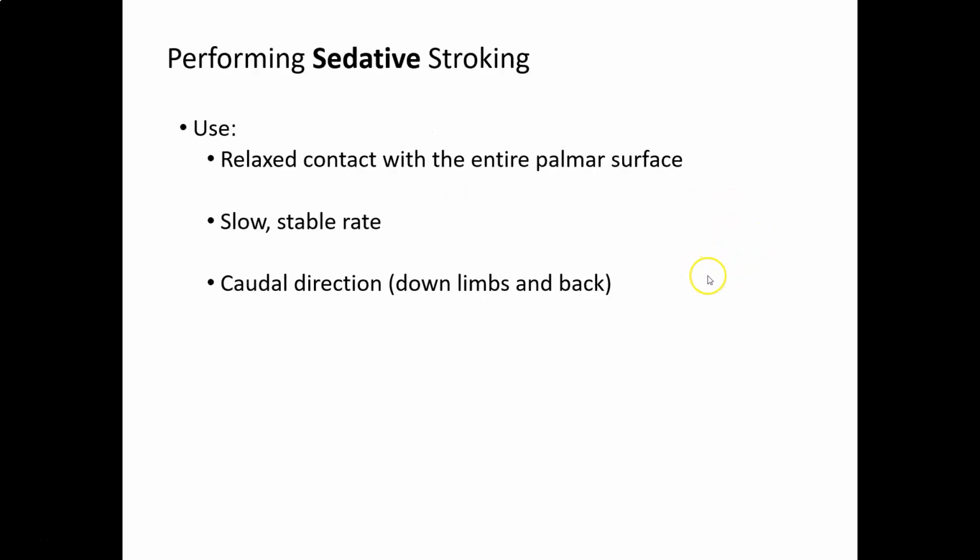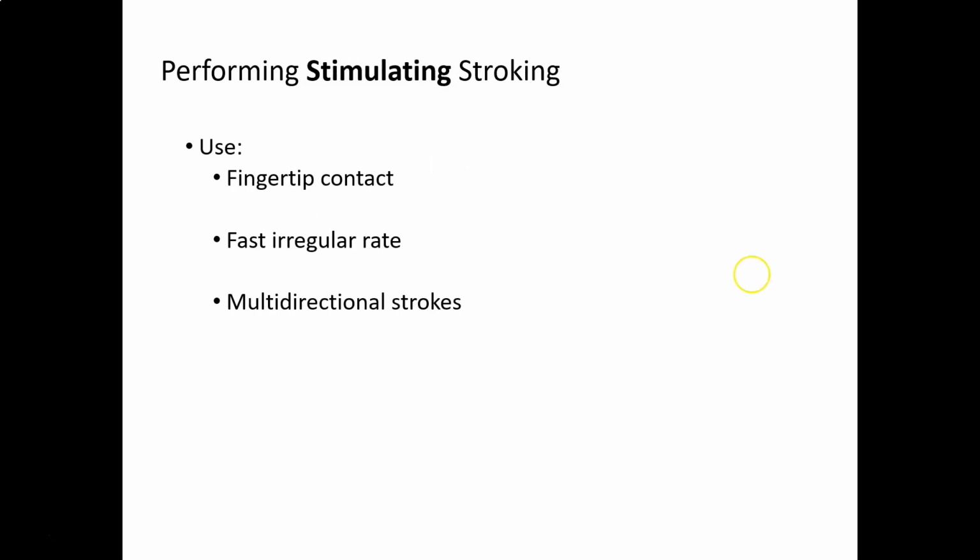So again, performing sedative stroking, remember, it all has to do with speed. If we're going quickly, we're stimulating. A relaxed contact with the entire palmar surface at a very slow, stable rate is more sedative, and moving in a caudal direction, so down the limbs and back towards, remember caudal is tail, down towards the pelvic region.